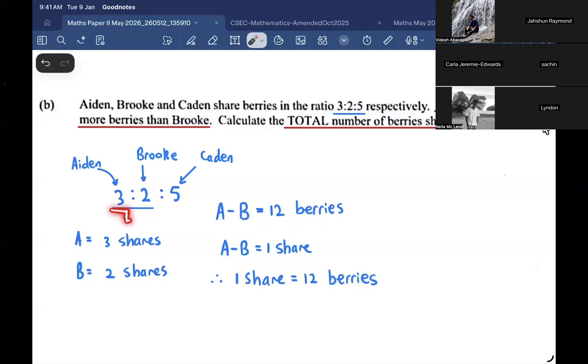Multiply by 12. Multiply what by 12? 3. Yes. So how many berries would Aidan have? 36. Right? How many berries would Brooke have? 24. Right? How many berries would Kaden have?